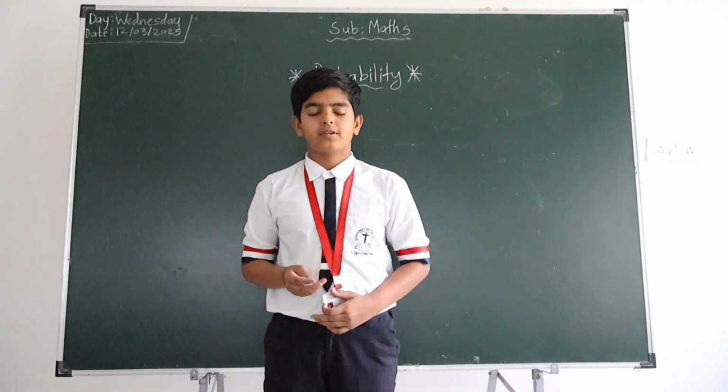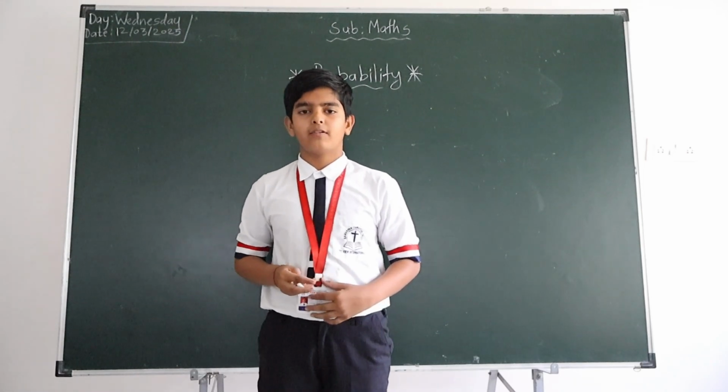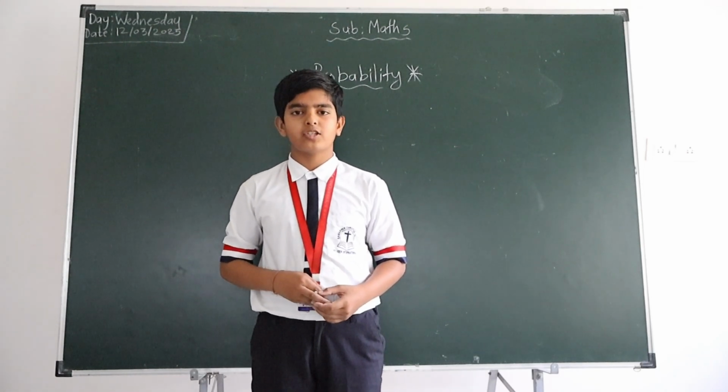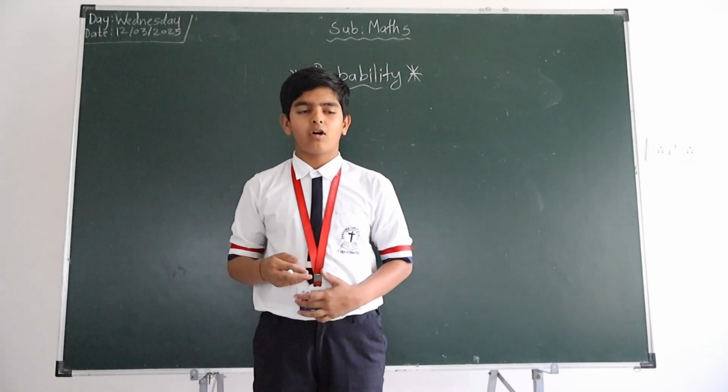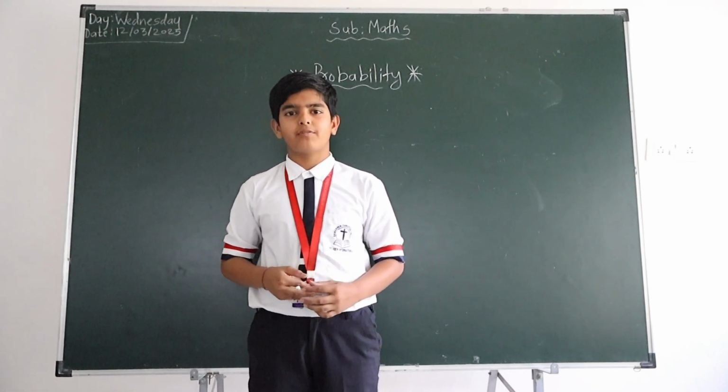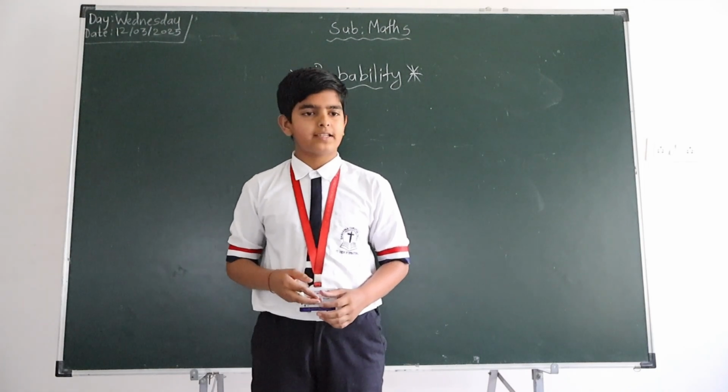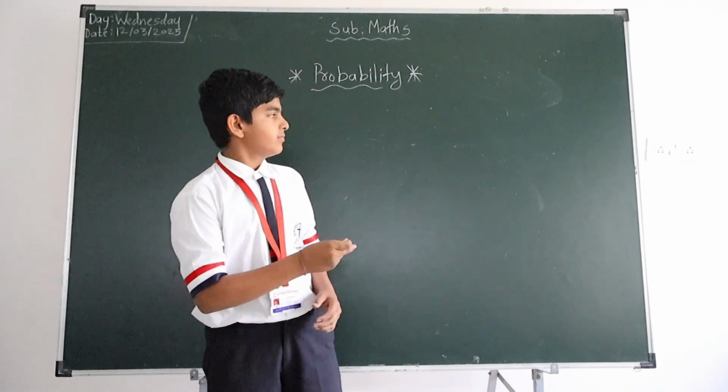Experimental probability: when a probability is determined by observing the outcomes, it is known as experimental probability.